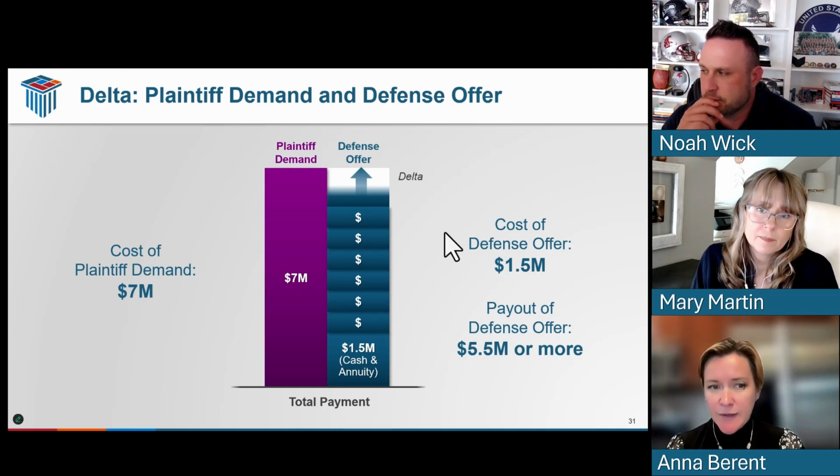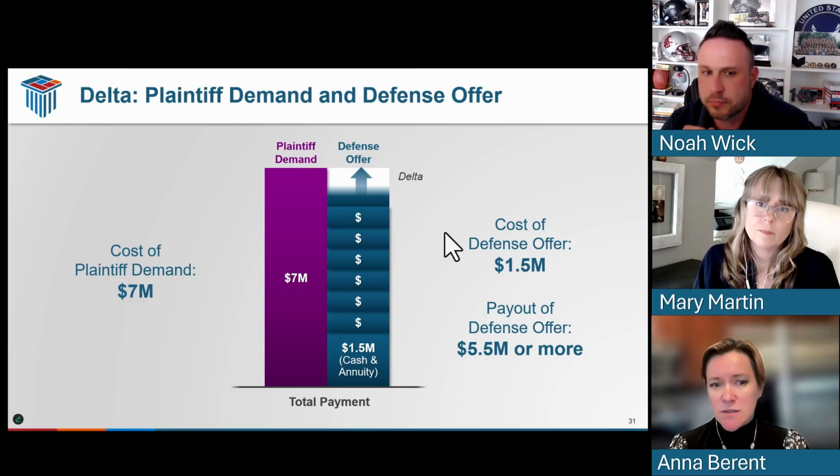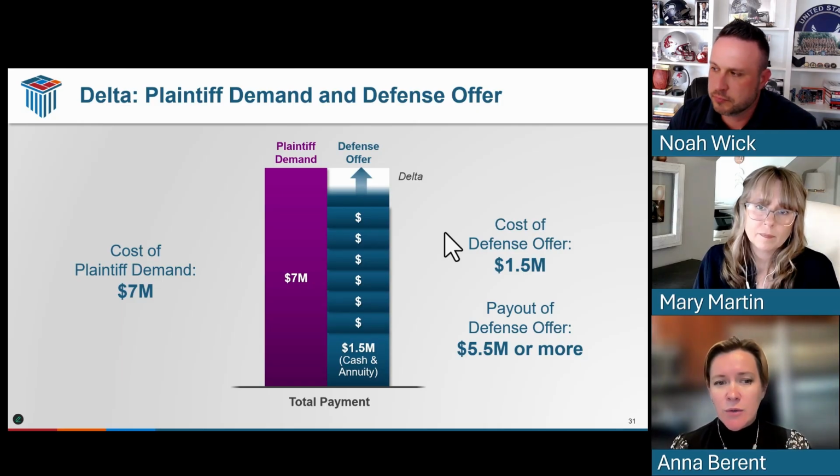The delta between 1.5 and 7 is there for a reason. The reason is our valuation of the case is at 1.5, and the plaintiff's demand is where the plaintiff's demand is. So what that ultimately results in is this gap, right? This delta that we have that's sort of unbridgeable.